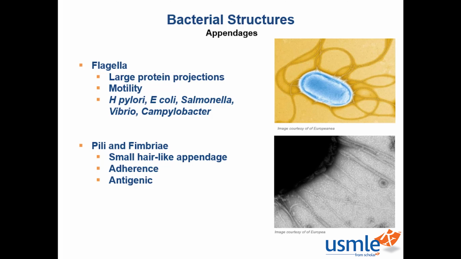virulence. Notable bugs with pili and fimbriae that promote adhesion to cellular linings include Neisseria, which is pictured here on the bottom right, Pseudomonas, Enterobacter, and Streptococcus. Phew, almost done. One last specialized structure, the spore, and we are done.